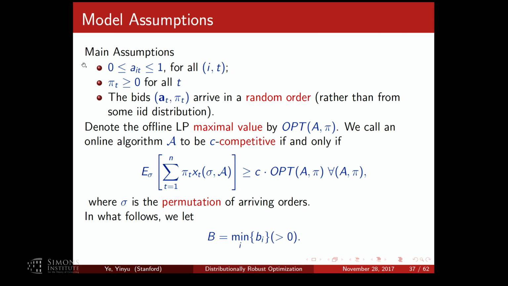We define this LP maximum value by any given A and pi. Suppose I know them, I can solve offline problems, so that's my maximum revenue. Okay?